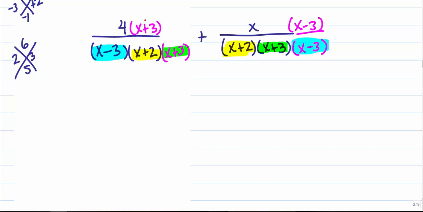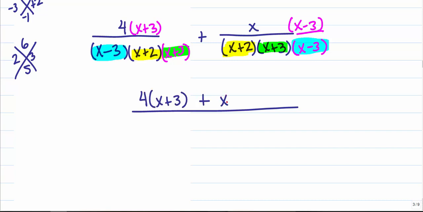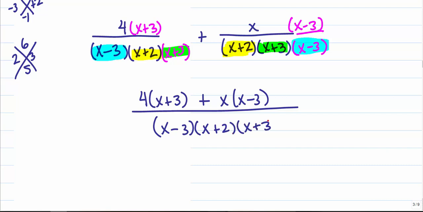And so now my denominators all have the same thing, right? They each have a yellow, green, and blue. They each have an x plus 2, they each have an x plus 3, and they each have an x minus 3. So what we get, in the numerator, I get 4 times x plus 3 plus x times x minus 3. All over, and there's no need to multiply this back out. It doesn't matter what the order is of these, but just leave them alone. All I need to do is simplify in the numerator.